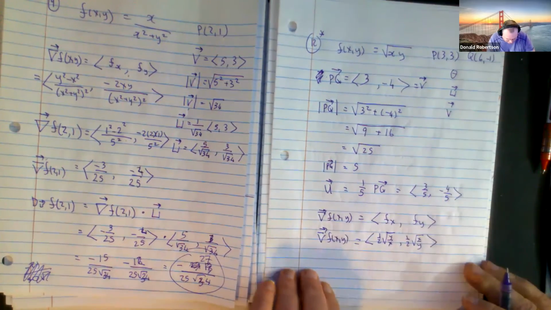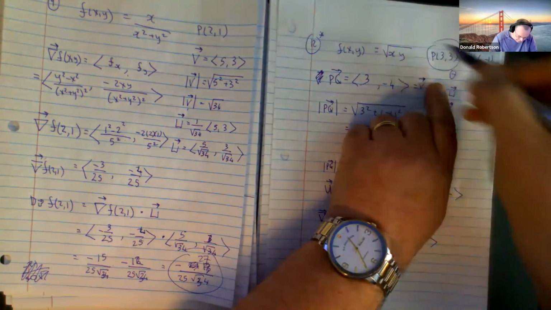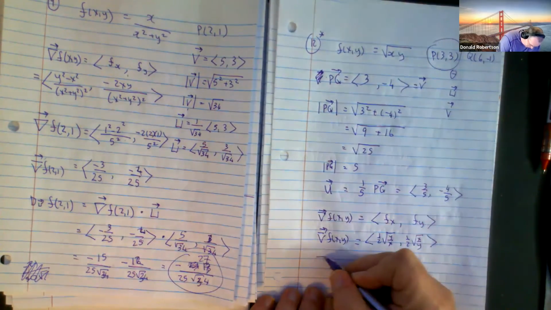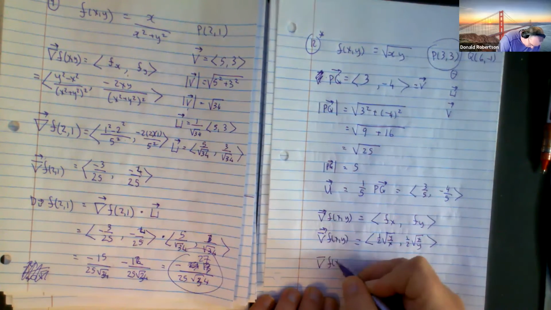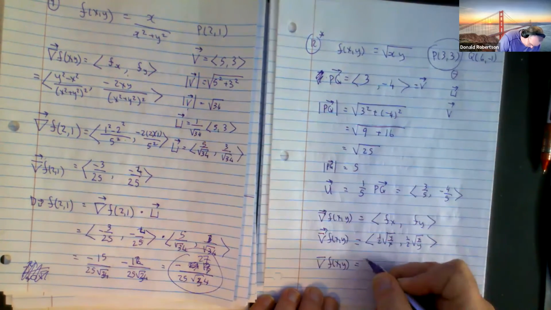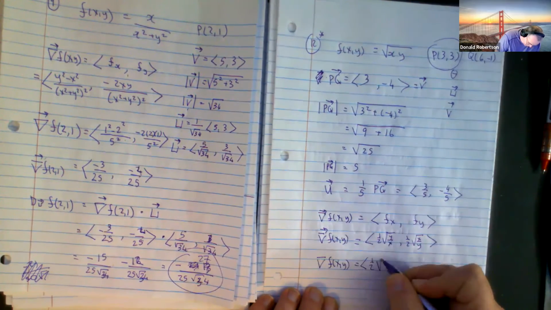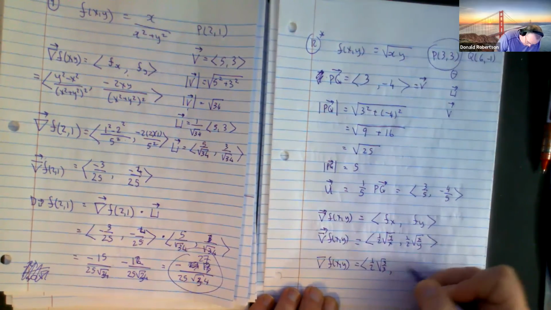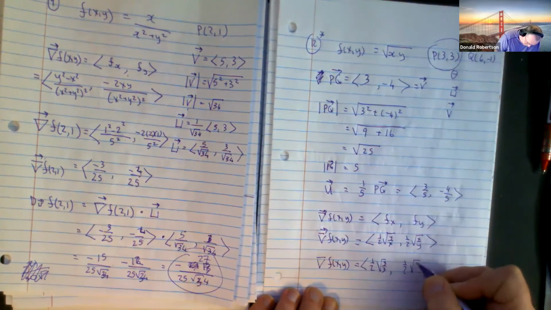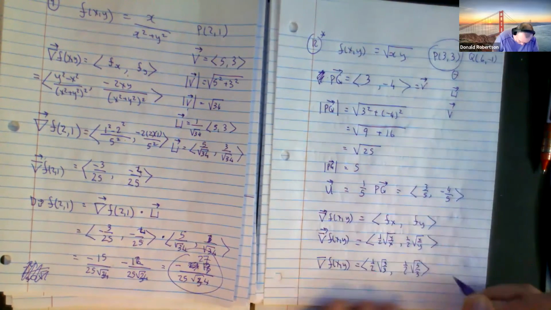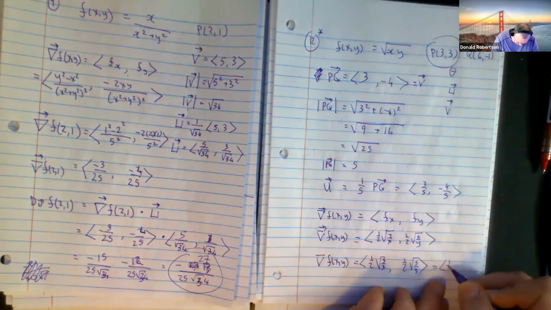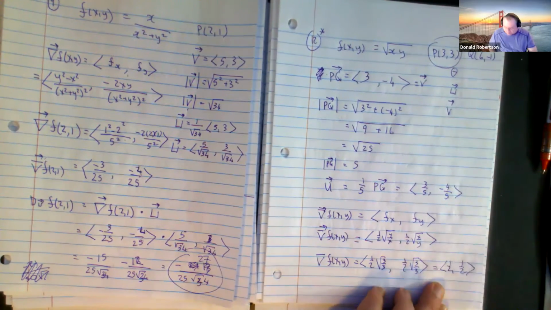And we need to evaluate it at the point that they're interested in, which is at (3, 3). So it's 1/2 the square root of 3 over 3, comma 1/2 the square root of 3 over 3, which ends up being (1/2, 1/2). Wasn't that nice of them to make it come out good?